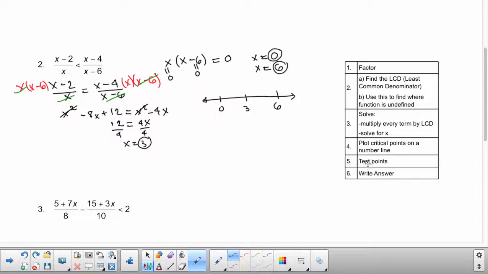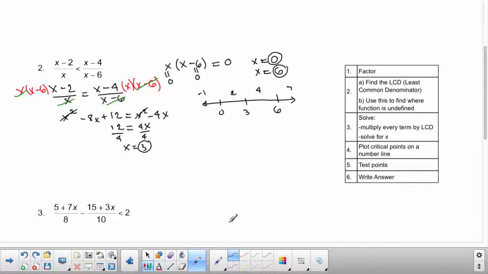I want to now look at test points. The test points that I'm going to consider in this case is -1 for this section, 2 for the section between 0 and 3, 4 for the section between 3 and 6, and finally 7 for everything bigger than 6. Remember that you can use any number that you would like within these intervals as long as you're not considering those critical points.